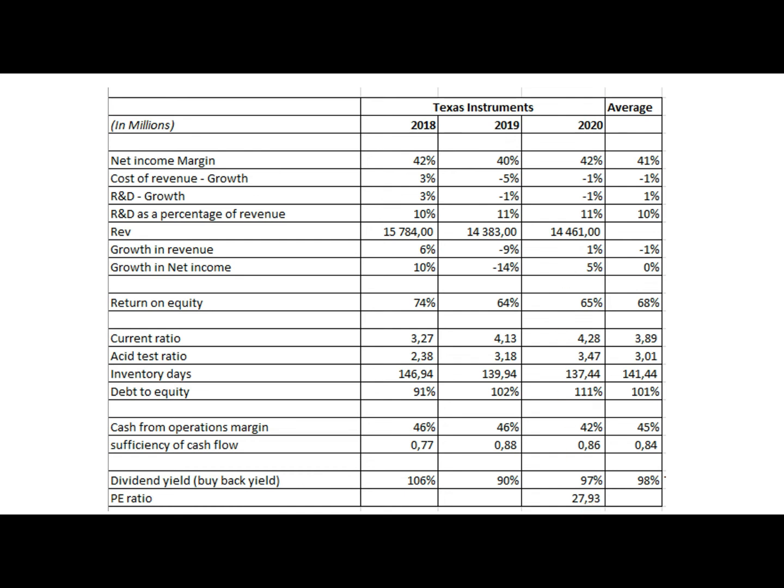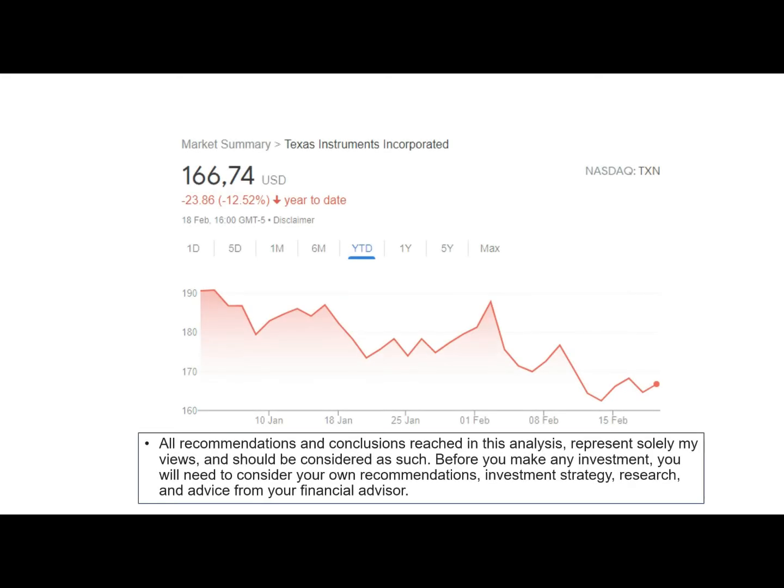So overall, Texas Instruments, it's a good company, but not for me, considering there's too much competition risk that this company faces.